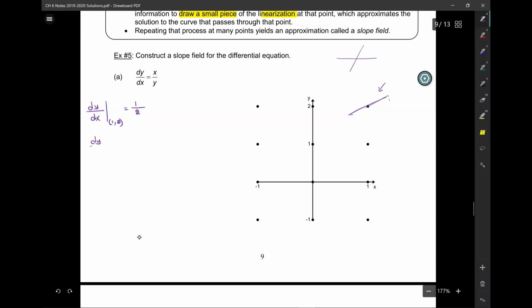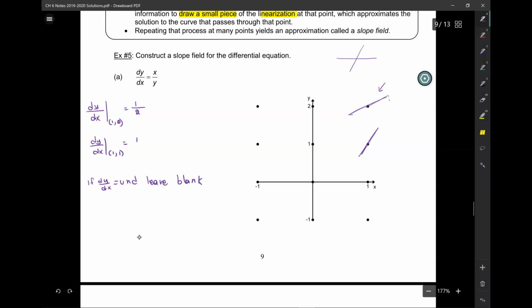Okay, let's do another one. dy/dx at (1, 1) is 1. So it looks like that. Do you see how it looks like it has a different slope? dy/dx at (1, 0) is what? (1, 0)? It's undefined. Okay? So if it's undefined, we leave it blank. If dy/dx is undefined, leave blank.